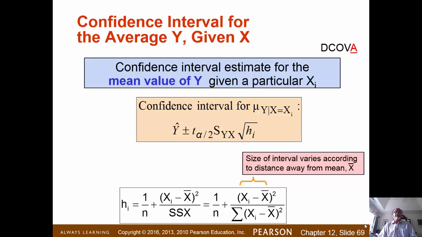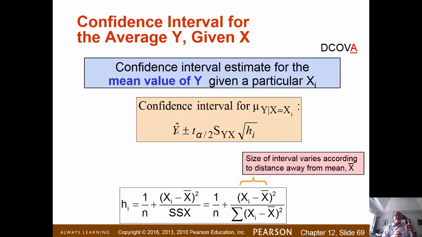Now we're going to look at developing a confidence interval for the estimate that we find using the regression equation. So we have the y hat, that's a point estimate for a given x. For a particular x, you insert the x value into the regression equation and find y hat. Now that's the point estimate.